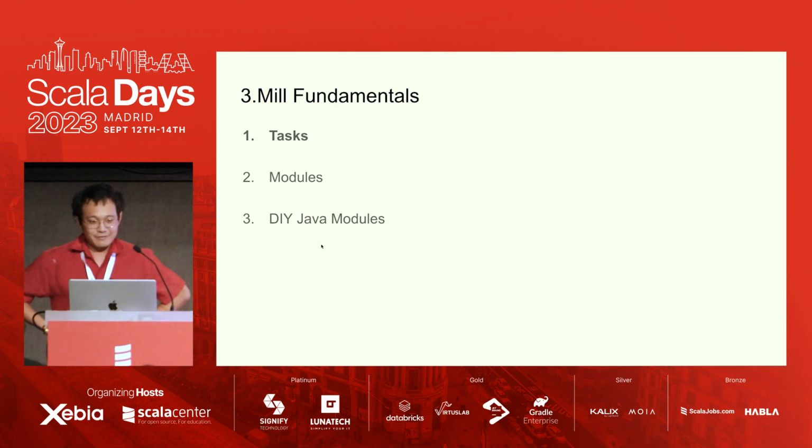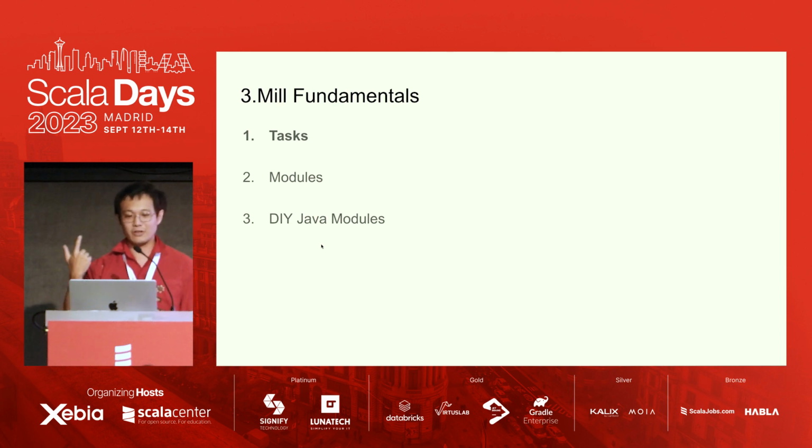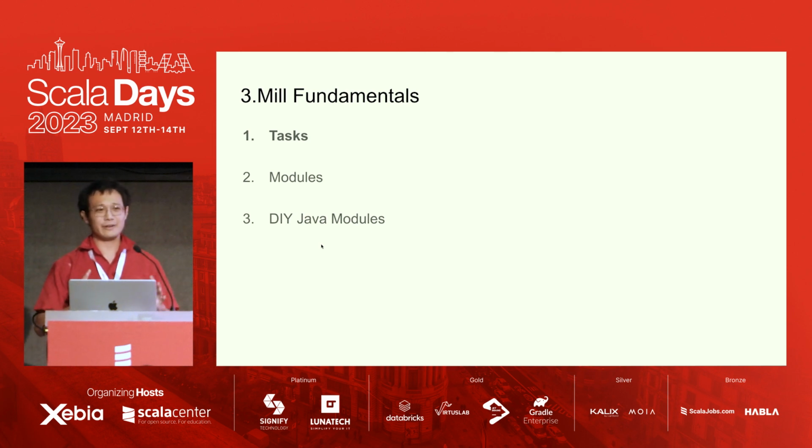So we have 3 parts of this. One, we'll talk about tasks. We'll talk about modules. And we'll combine these together to make our own kind of DIY module system using Mill, that is a simple version of the Scala module that you saw earlier. The goal of this is that you can get a good understanding of how these building blocks work.